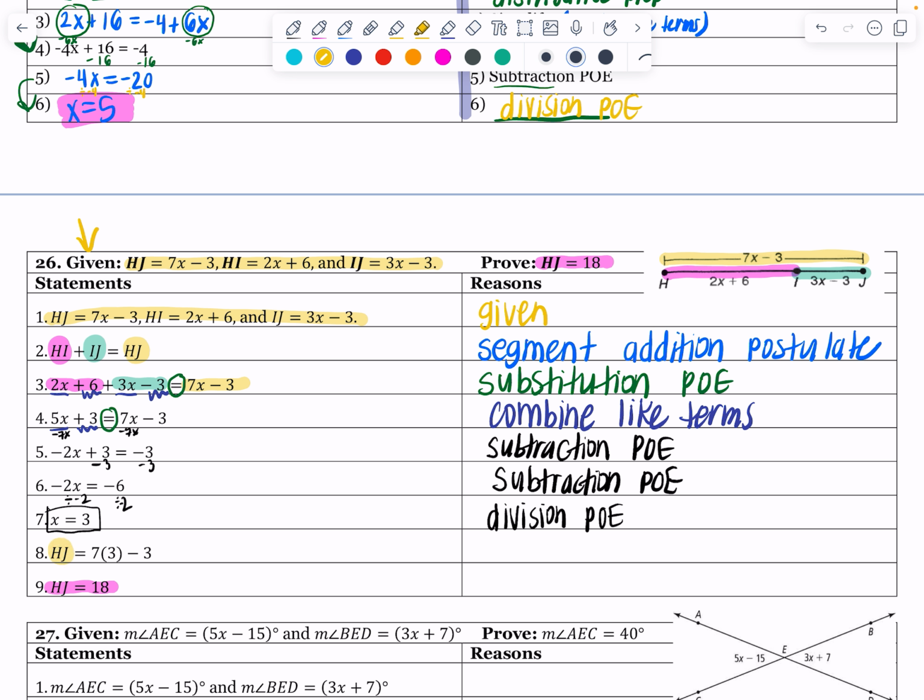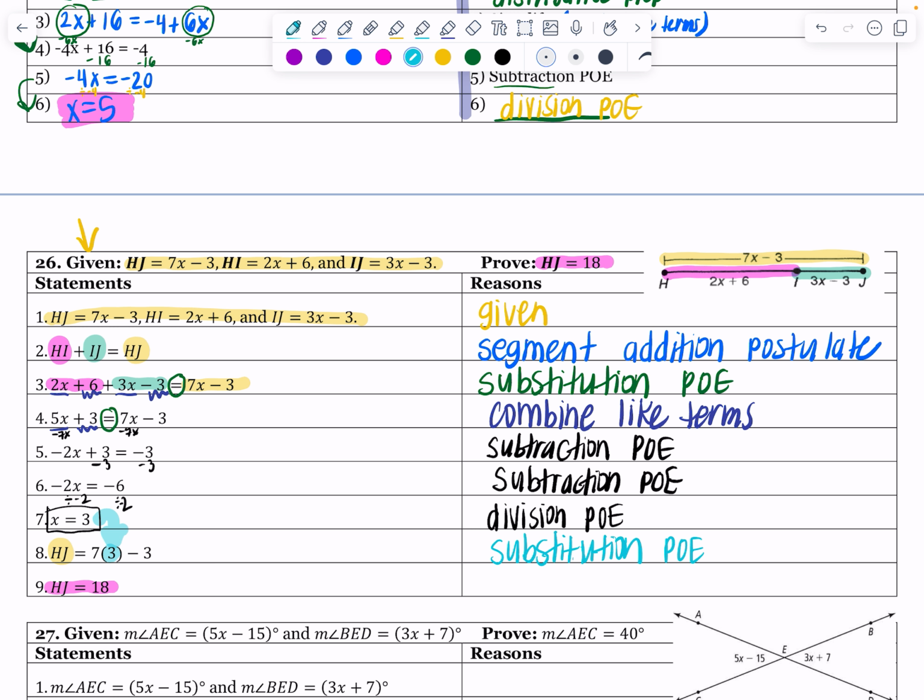So what was the expression we had for HJ? 7x minus 3. So what we can do now is, it was 7x minus 3, but now that I know that x is 3, I can plug that in right here. So I can plug in 3. What is it called when you plug things in? That is called substitution. There's a lot of T's in this. Substitution. So that's our substitution property of equality.